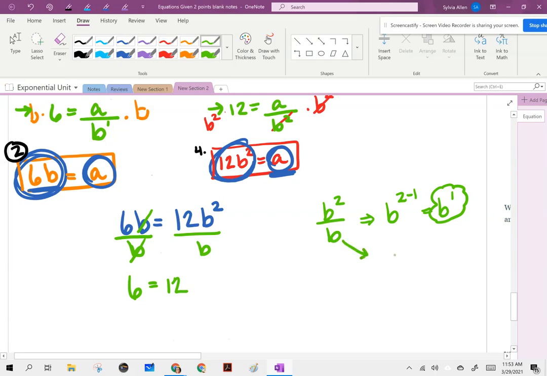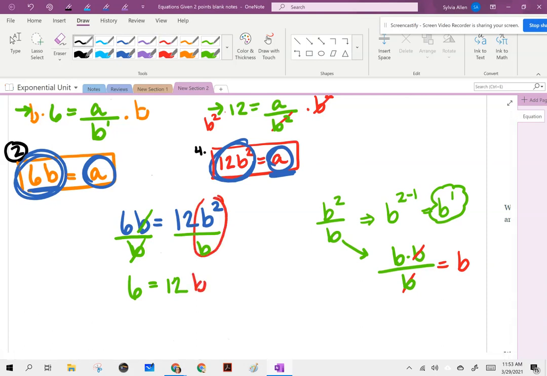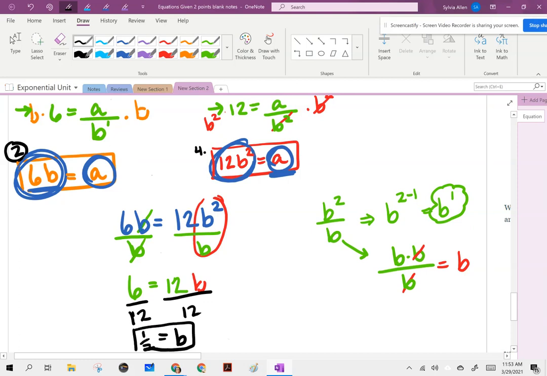Think about what that's saying. It's saying you've got b times b over b. If you were to simplify that, these would cancel and you're left with b. So this reduces to b. So we need to go ahead and divide by 12. And we end up finding that b is equal to 1/2. So we're going to box that. And this is step 5.